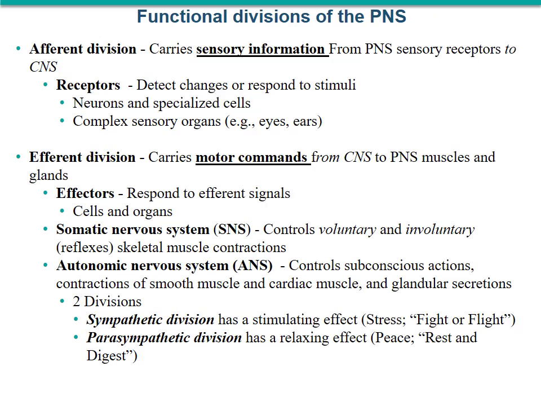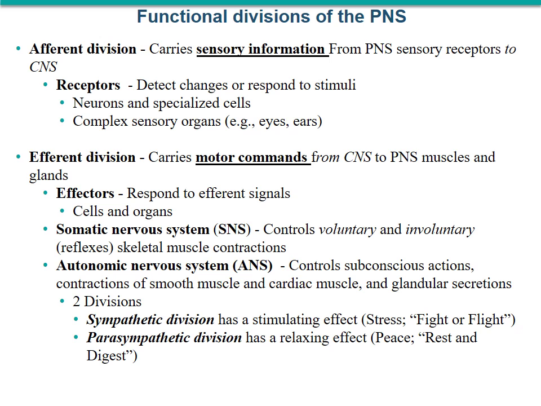We talked already about the afferent division. Its job is to carry sensory information from the peripheral nervous system receptors to the central nervous system. These receptors are designed to detect any change in stimulus. Anytime that there is a change outside or inside of the body, that signal is sent to the brain, to the central nervous system, to be processed and for determination as to whether or not it is an important enough signal to actually create a response.